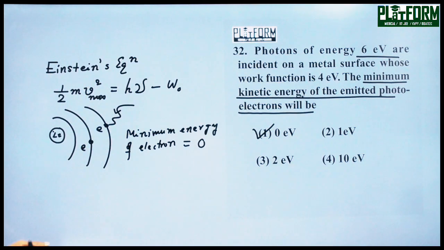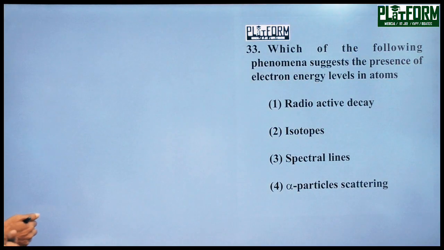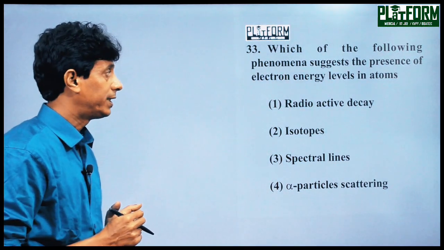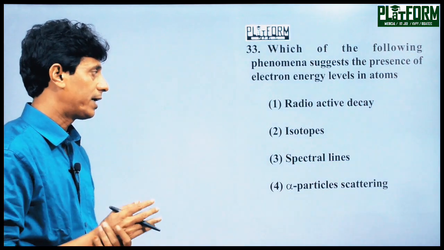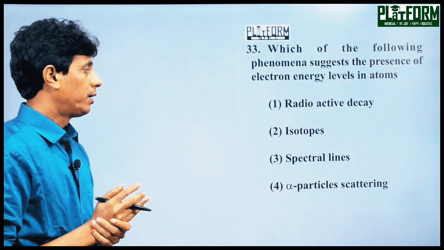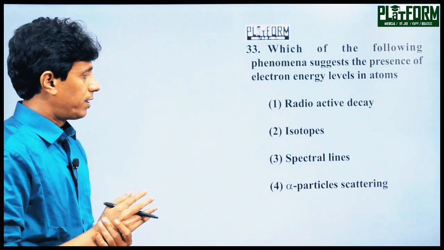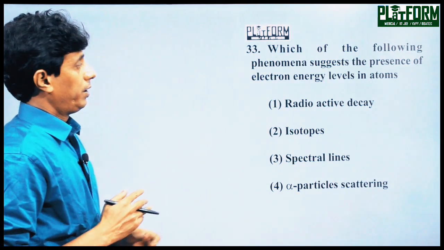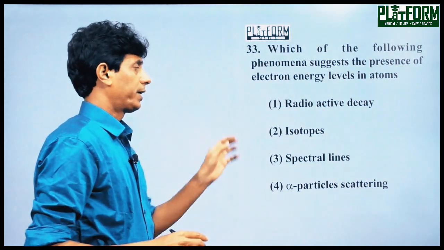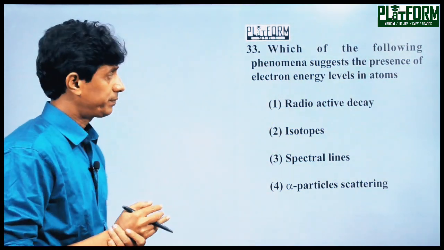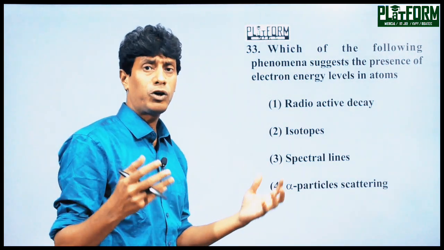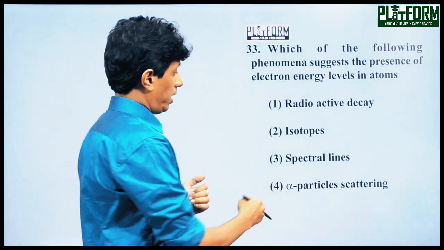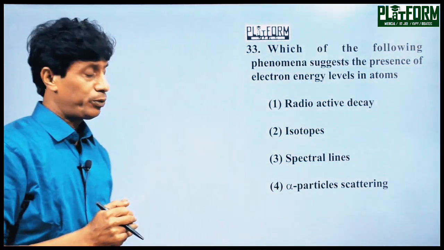Next problem. Which of the following phenomena suggests the presence of electron energy levels in atoms? Radioactive decay, spectral lines, and alpha particle scattering. Radioactive decay is a phenomenon of the nucleus. Alpha particle scattering is also a phenomenon of the nucleus.